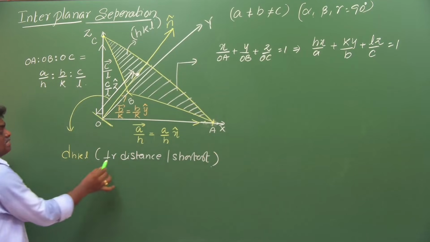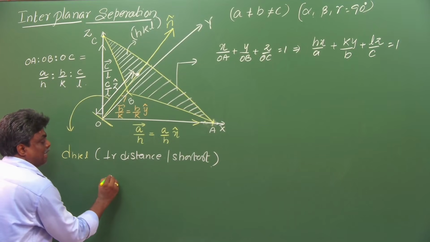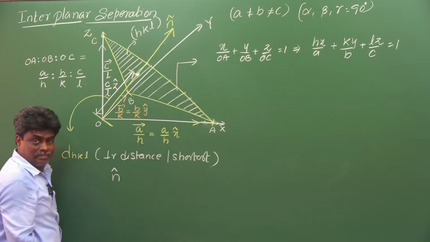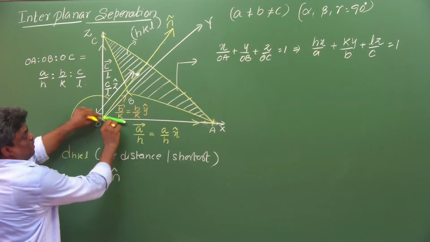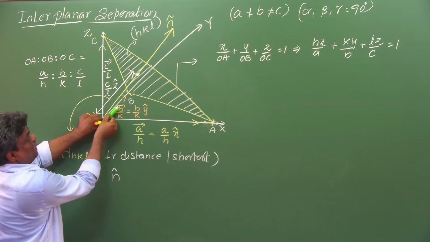How to get this shortest perpendicular distance? Very simple. I have taken n cap. This is the n cap, and now I am projecting this vector. What is this vector? OA bar. I am projecting this OA bar along n cap.